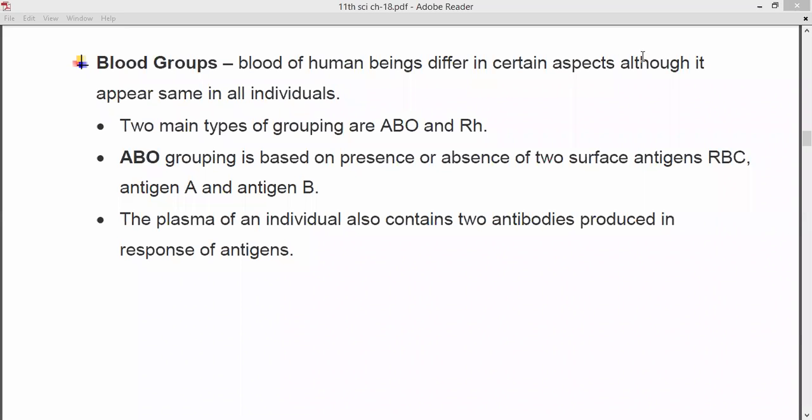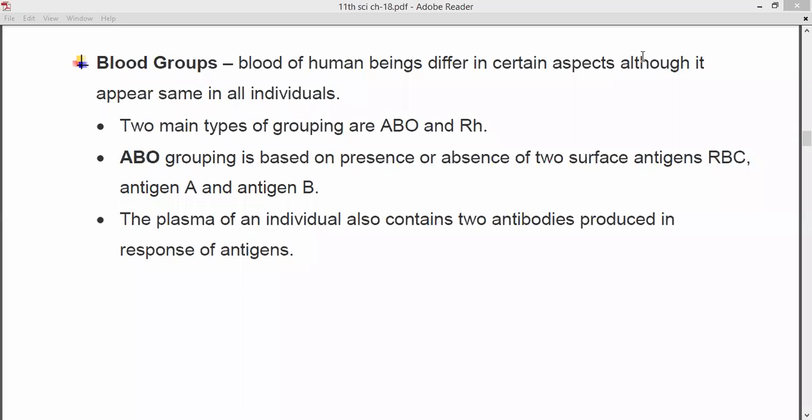Today we are going to see 11th science biology and we are going to resume chapter 18, that is body fluids and circulation. In the previous lecture we have already covered the components of blood. We have seen the introductory part of this chapter. Today we will see about the blood groups.